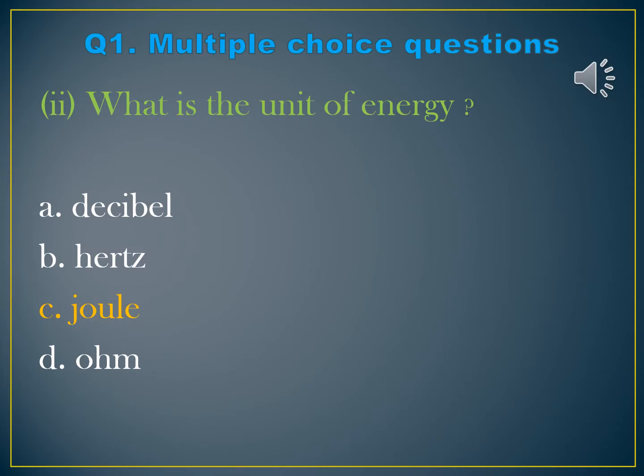Part 2. What is the unit of energy? A. Decibel, B. Hertz, C. Joule, D. Ohm. Now what is the answer? Yes, the correct answer is C. Joule. Circle the option C on your book.